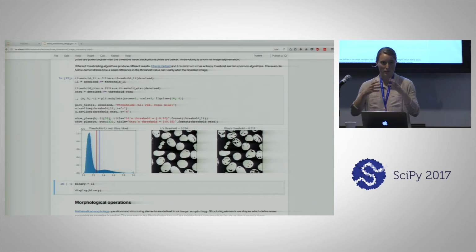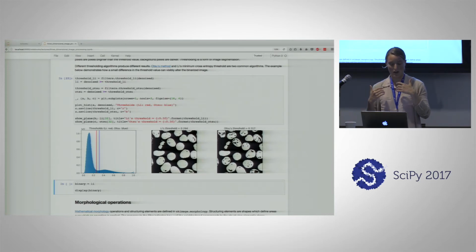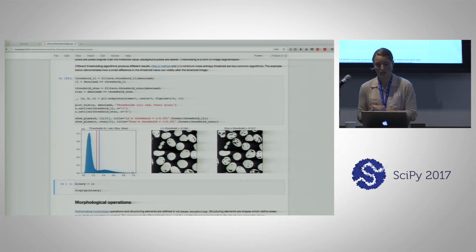Both of them have picked a value that is settled between those 2 modes in the distributions, where the peak around 0.1 is where all the background pixels lie, and the peak around 0.42 is where all the foreground pixels lie. So we want a threshold value that's right in between those 2 peaks. Lee chose 0.26 and Otsu's chose 0.37.